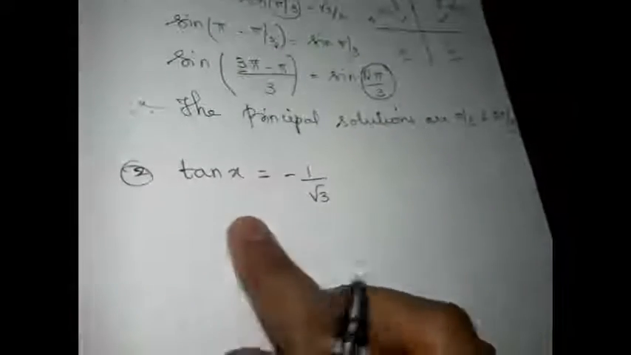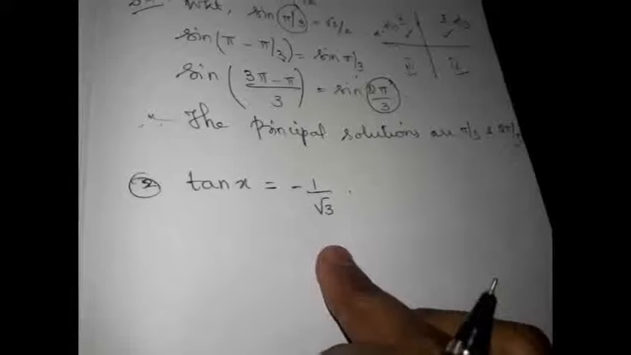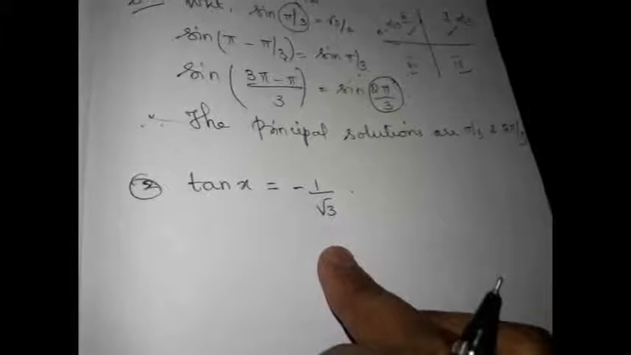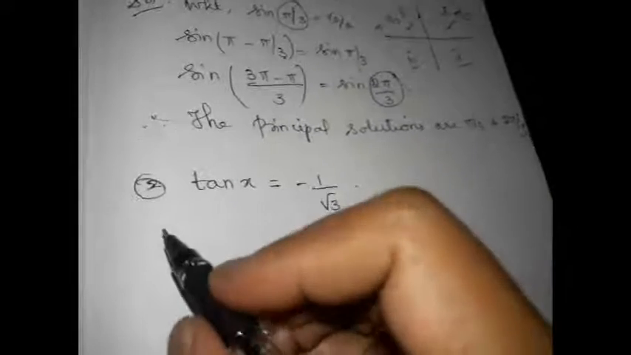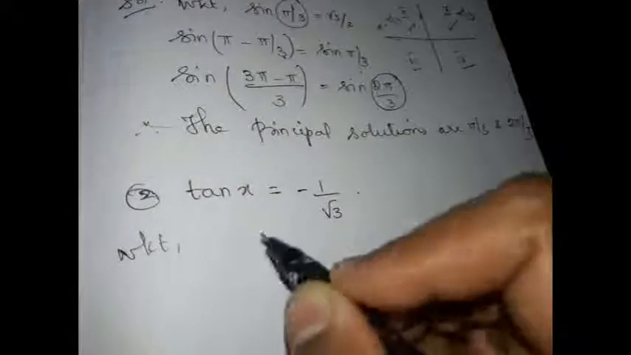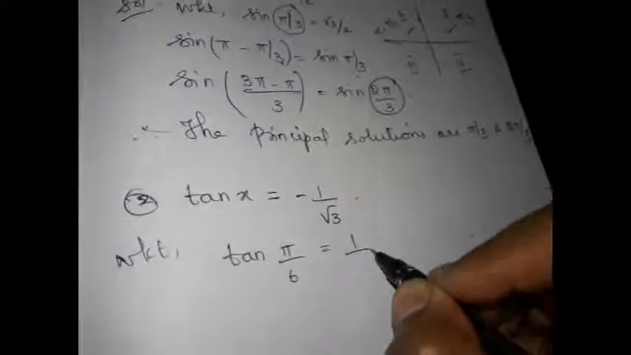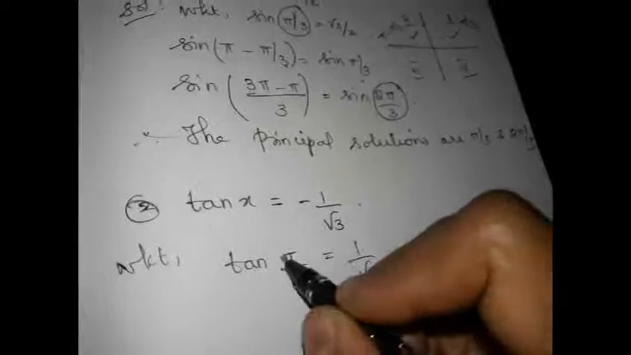Now see this: tan x equal to minus 1 by root 3. When the tan function is 1 by root 3, we know the angle is pi by 6, right? Pi by 6 means 30 degrees. So we know that tan pi by 6 is 1 by root 3. It's not minus 1 by root 3. We know it is 1 by root 3. Now we need it to be negative.